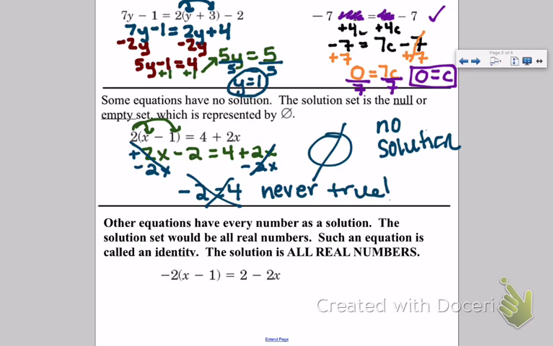If we look at our third example, it's kind of like the opposite. Other equations have every number as a solution. The solution set is all real numbers. Such an equation is called an identity, and the solution is all real numbers. So if we go ahead and look at it, we need to, again, distribute. Negative 2 times x is negative 2x. And negative 2 times negative 1 is positive 2.